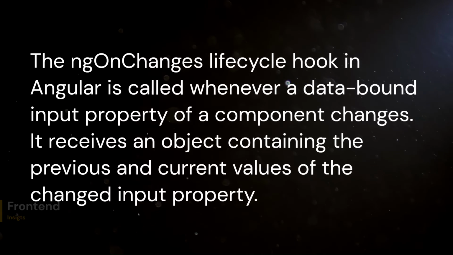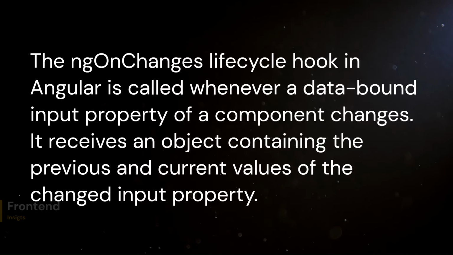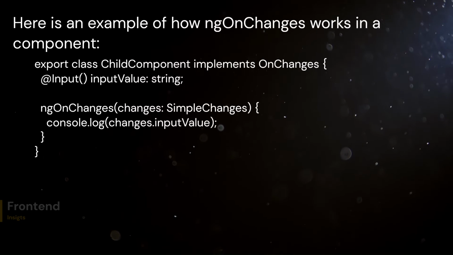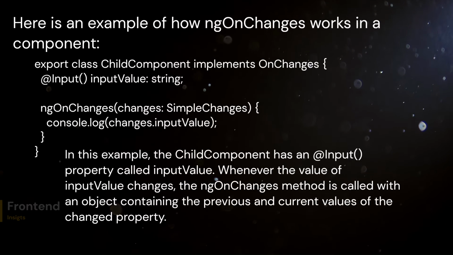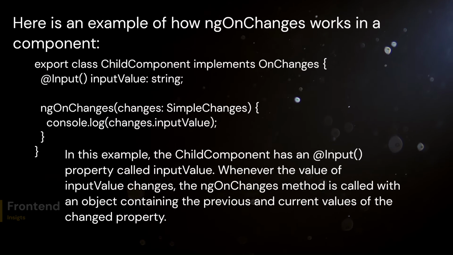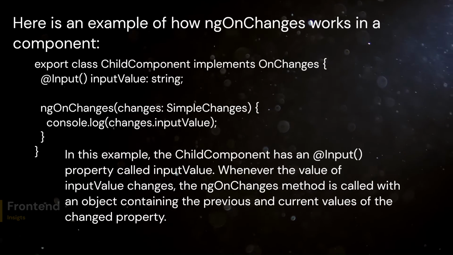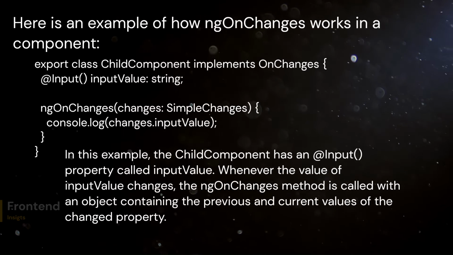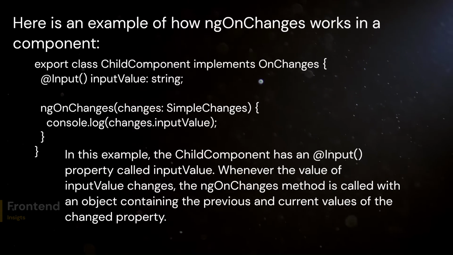What is the purpose of the ngOnChanges lifecycle hook in Angular? The ngOnChanges lifecycle hook in Angular is called whenever a data-bound input property of a component changes. It receives an object containing the previous and current values of the changed input property. Here is an example of how ngOnChanges works in a component. In this example, the child component has an @Input property called inputValue. Whenever the value of inputValue changes, the ngOnChanges method is called with an object containing the previous and current values of the changed property.